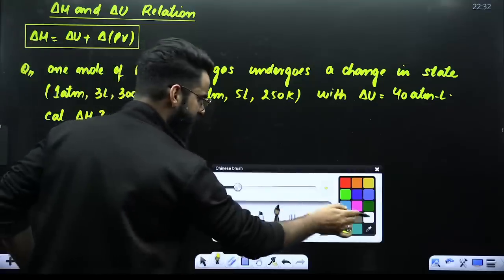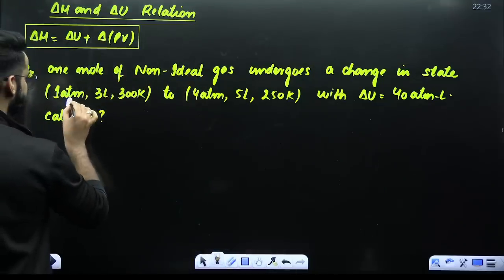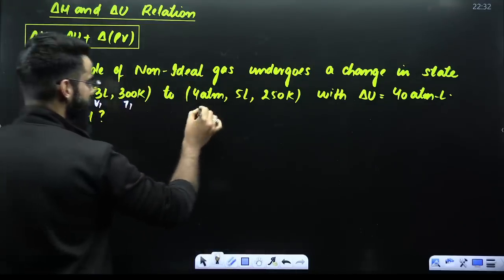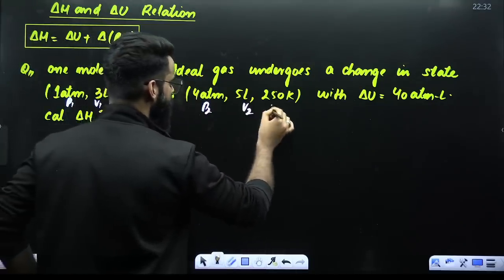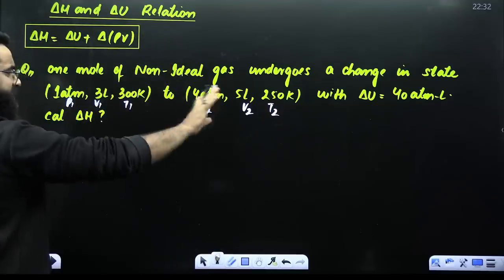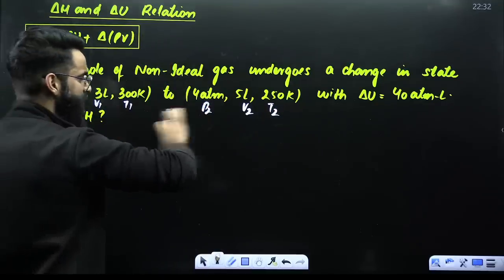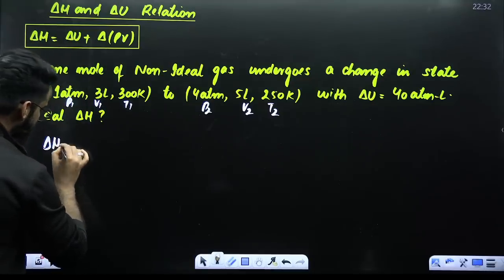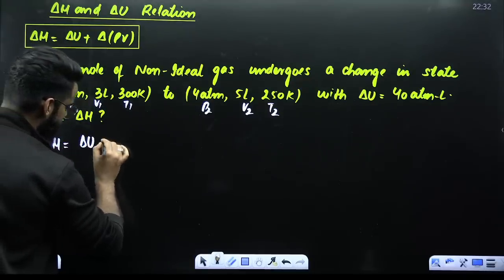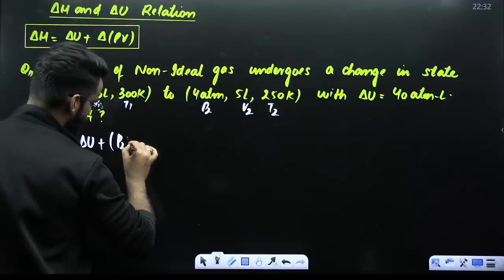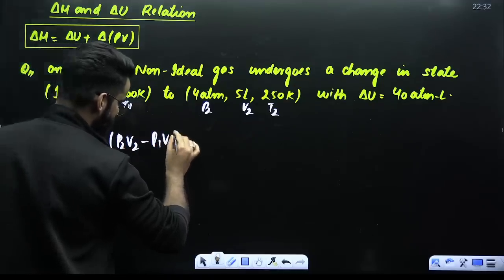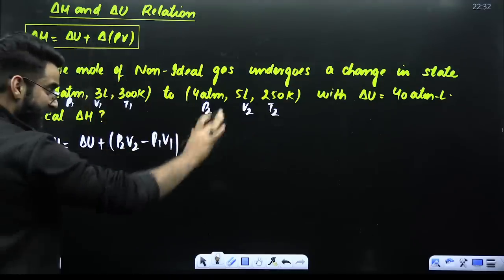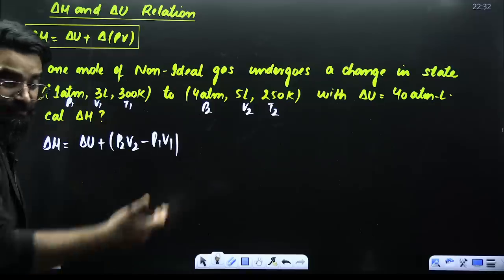My dear students, if you look carefully, this is your P1, this is your V1, this is your T1. This is your P2, this is V2, and this is T2. All the parameters are changing. Pressure is changing, volume is changing, temperature is changing. And when all the parameters keep on changing, at that time, remember, delta H is written as delta U plus P2 V2 minus P1 V1. This is the formula used when all the parameters keep on changing in these sorts of questions.